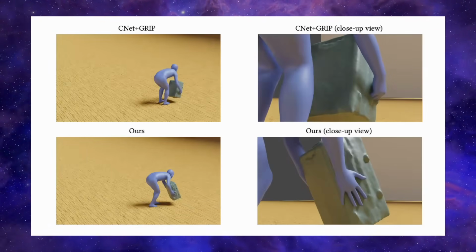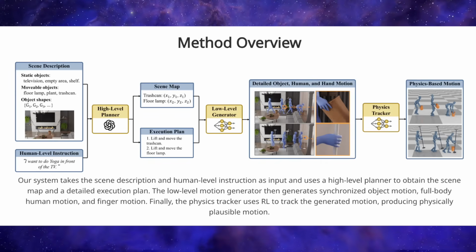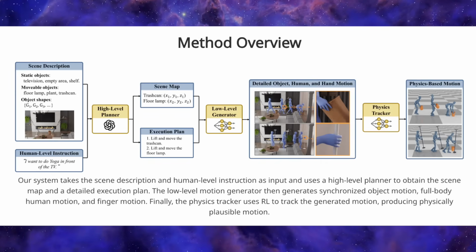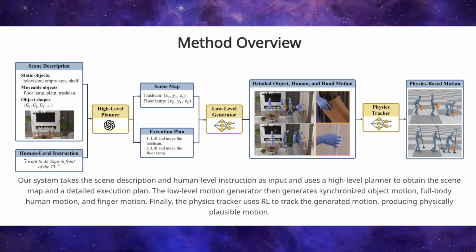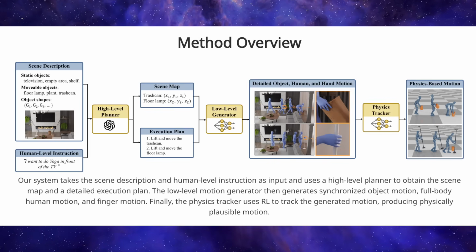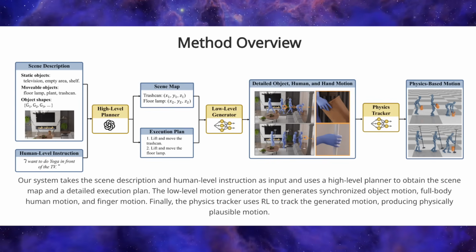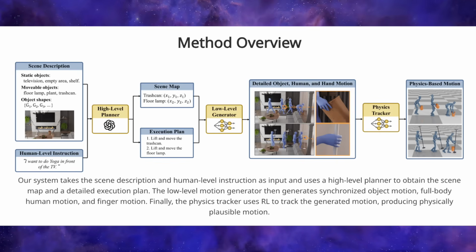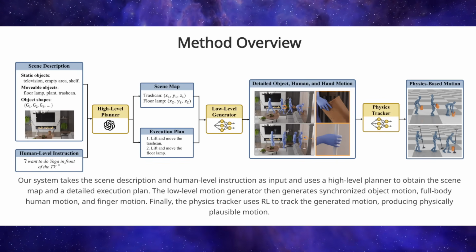So, what's the tech behind this incredible system? It's a really sophisticated multi-stage pipeline. First, it uses a large language model, an LLM, to act as the brain. The LLM interprets the high-level human instruction, like set up a workspace, and breaks it down into a detailed step-by-step execution plan. It figures out which objects need to be moved and where they need to go.